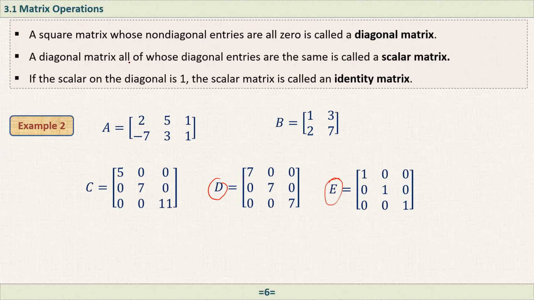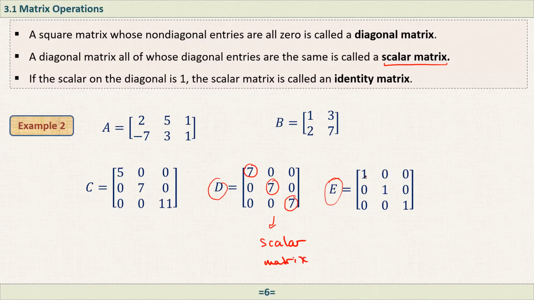A diagonal matrix, all of whose diagonal entries are the same, is called a scalar matrix. Here, a diagonal matrix means that all the entries which are not on the diagonal are 0, and all the entries on the diagonal are equal. We call that a scalar matrix. As you see here, this is a diagonal matrix, and more than that, all the entries on the diagonal are equal. So that is a scalar matrix.